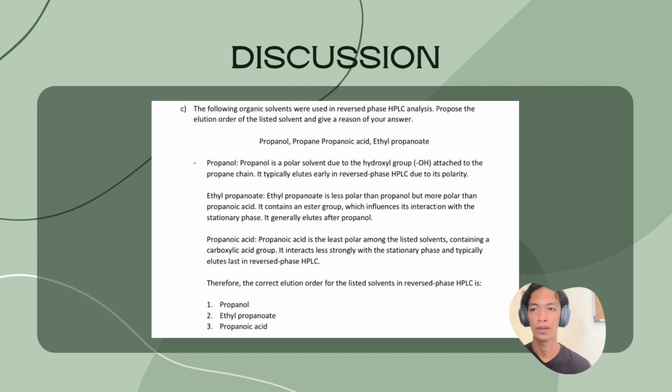And last, propanoic acid is the least polar among the listed solvents because it contains carboxylic acid group. It interacts less strongly with the stationary phase and typically elutes last in reverse phase HPLC. Therefore, the correct elution order for the listed solvents in reverse phase HPLC is propanol, ethyl propanoate, and propanoic acid.